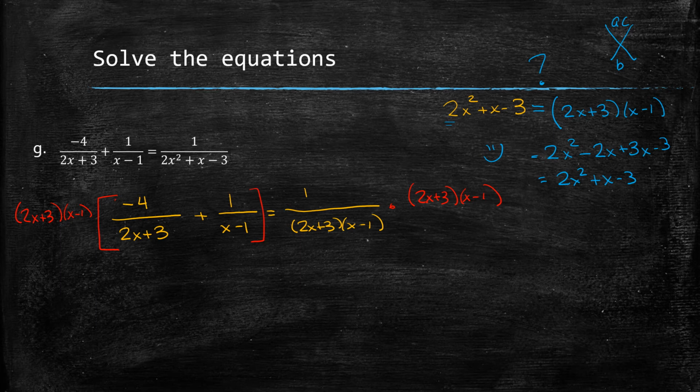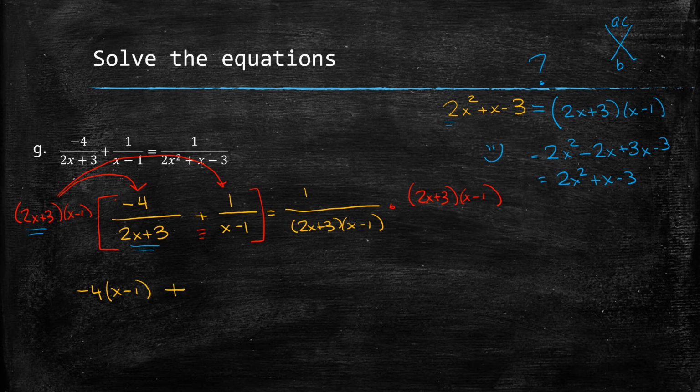On the left-hand side, I distribute because I'm distributing over this plus symbol that's here, separating my two fractions. Okay, so we'll notice that we have a 2x plus 3 in the denominator, and then also we're multiplying by 2x plus 3. So those two will cancel. I'm left with negative 4 times x minus 1.